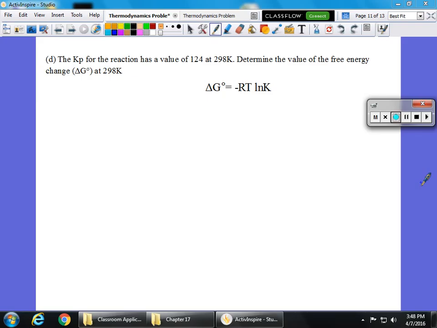This one, we just found the Kp in the last part. It asks us to take that value and find the delta G. We're told that this Kp value is 124. The equation we need for this relationship is given to you on your equation sheet. Delta G is equal to negative RT ln K.